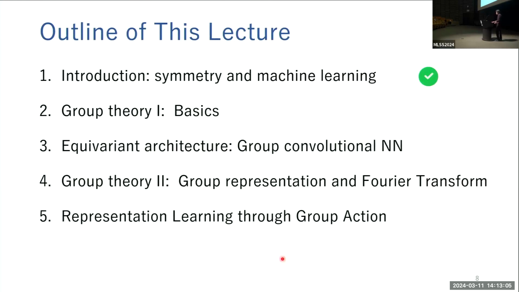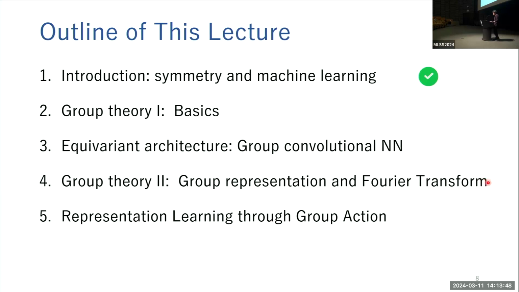Okay, here's the outline of this lecture. So I have already done the introduction and explained symmetry and machine learning. And in the next, perhaps 30 or more minutes, I will give you a very brief introduction of group theory, as a mathematical background to understand the convolutional neural network and the representation learning with group actions. And after such mathematical foundation, I will explain what a group convolutional neural network is and how it is used in practice.